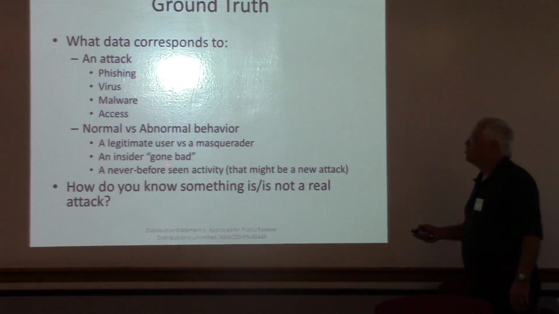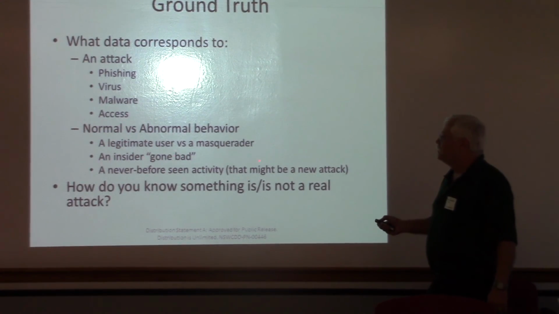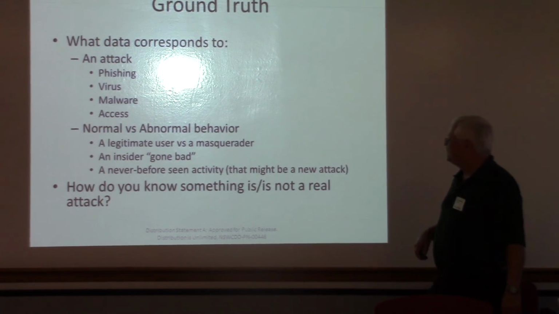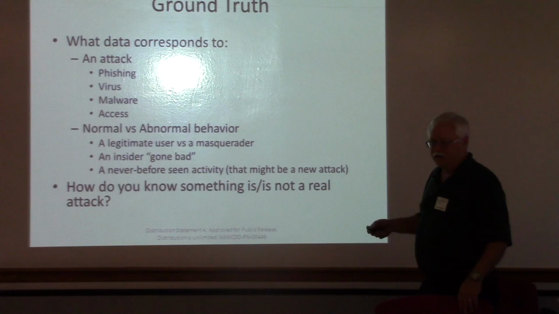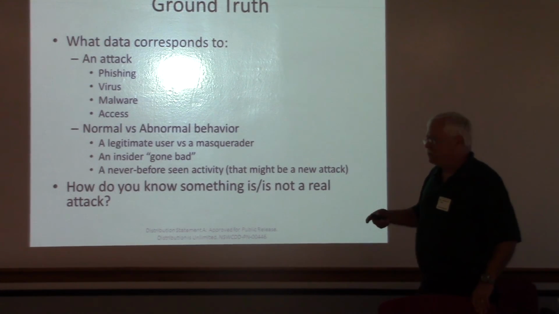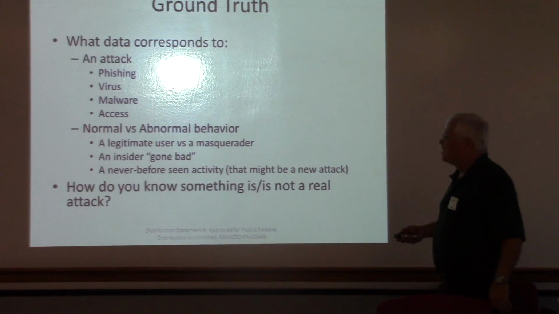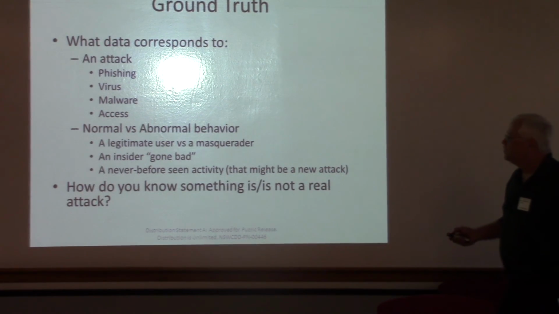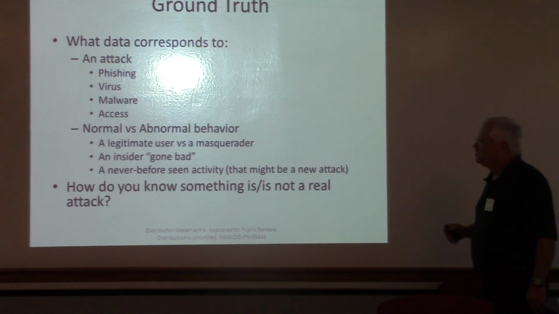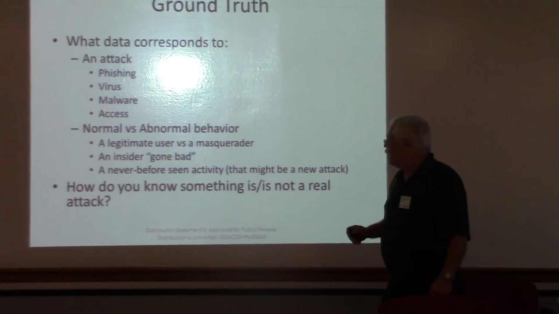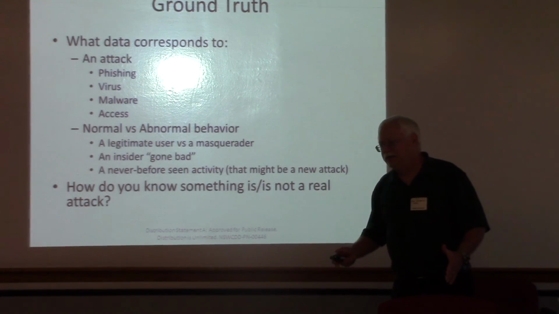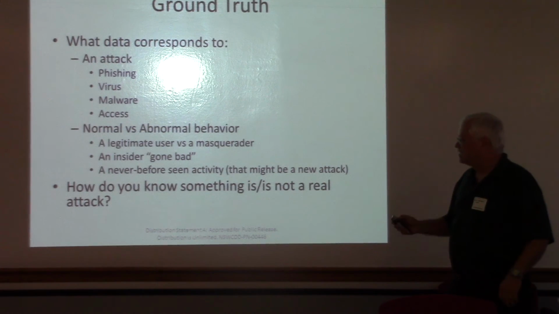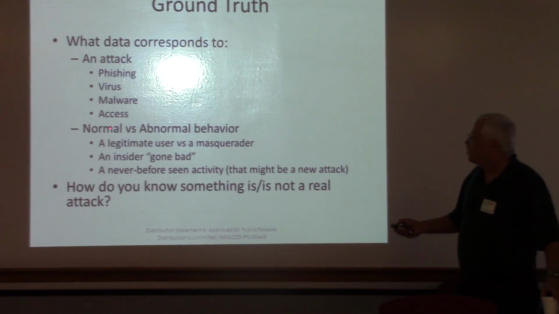There's normal versus abnormal. So you're looking for a legitimate user versus a masquerader, or an insider gone bad, or a never before seen activity, or things on your network, like was mentioned, where they dither the times in the packets and things like that we saw earlier. You want to look for normal versus abnormal. But you have to know what normal is, and you don't necessarily need to know what abnormal is, that's just something that doesn't match normal, but you have to get a good model for normal.